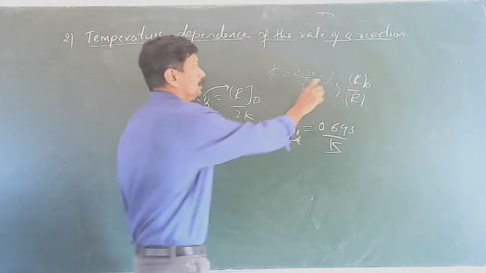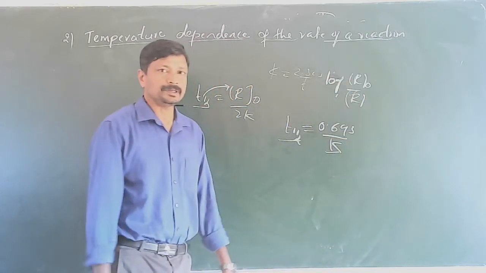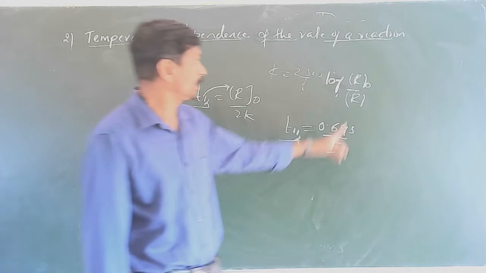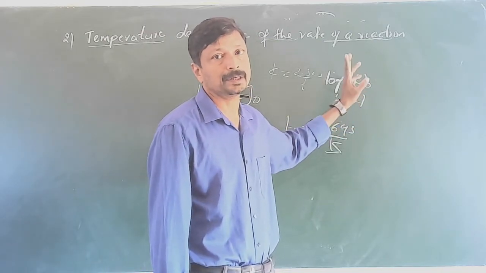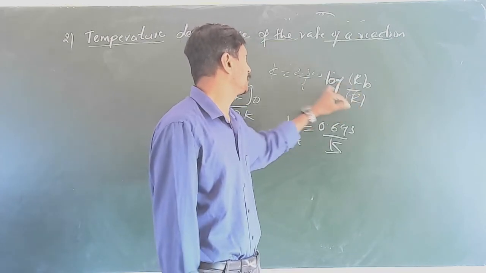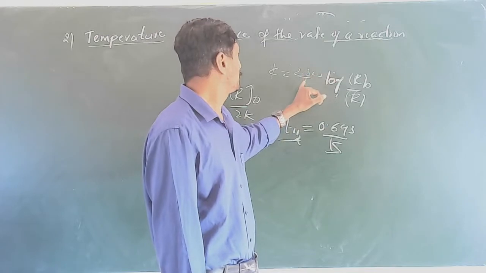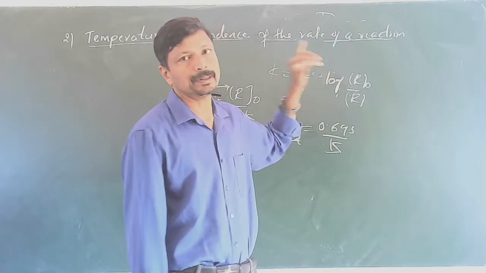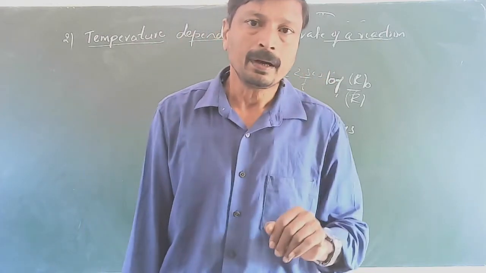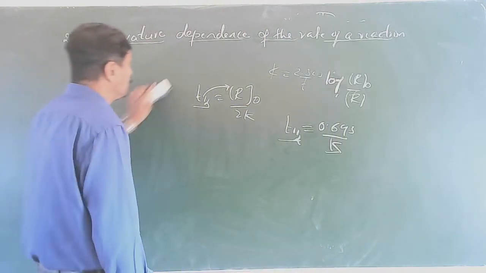Here, R naught is the initial concentration. R is the concentration at time T. If you know these things and you know the time, you can calculate the rate constant. If you know the rate constant, you can calculate the time also. After that, we shall move on.